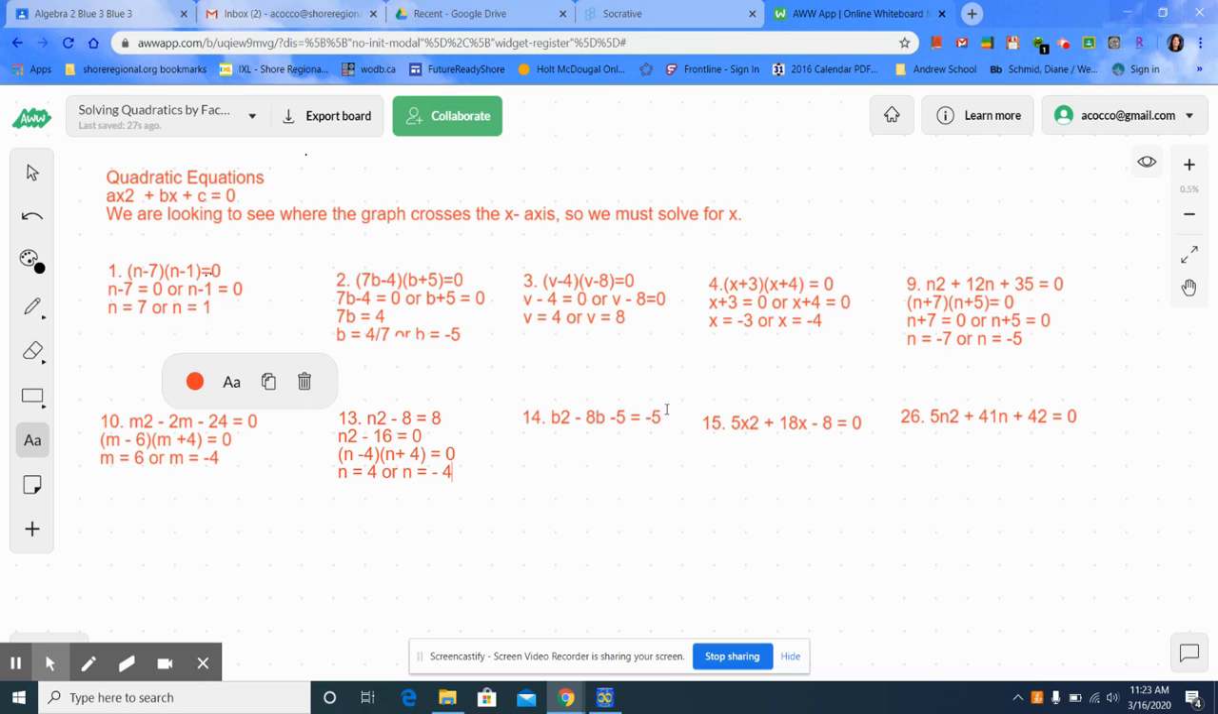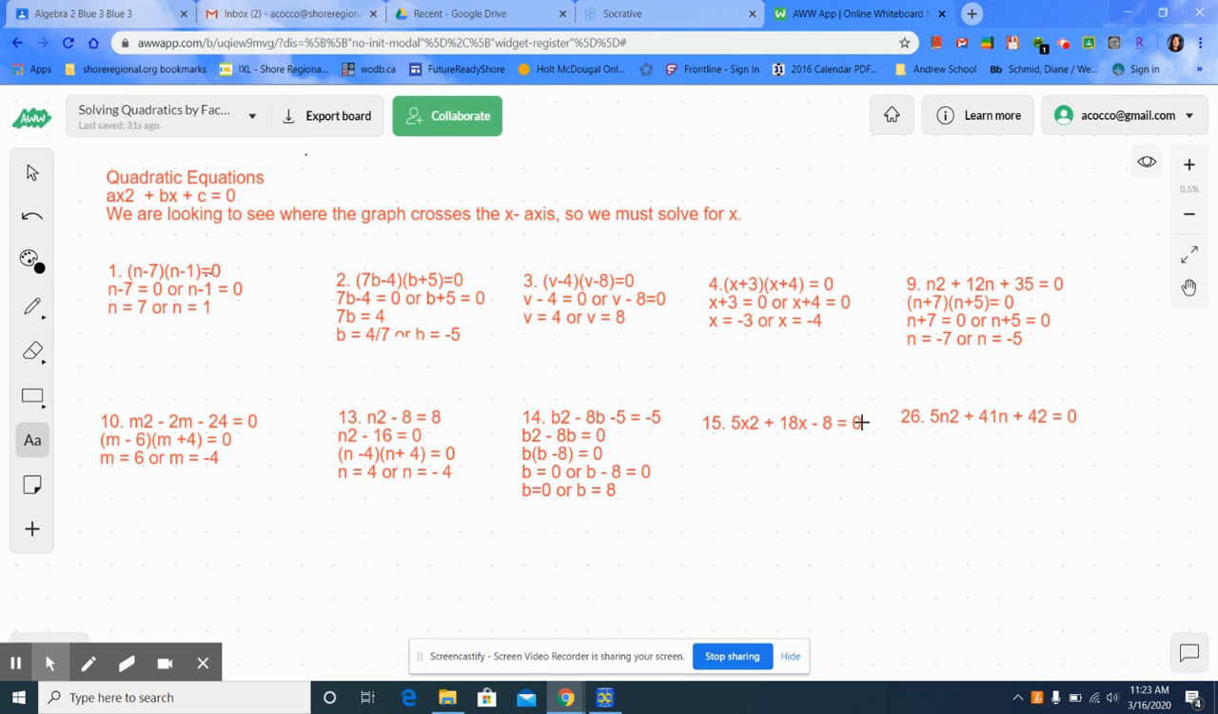negative 4. For the next one, we are going to add the 5 over, so b squared minus 8b equals 0 because the 5's actually cancel out. Step 1, is there a GCF? Yes, there is. b, b minus 8 equals 0. So now we set both factors. The first one is just b, so b equals 0, or b minus 8 equals 0. b equals 0 is the first answer, or b equals 8.